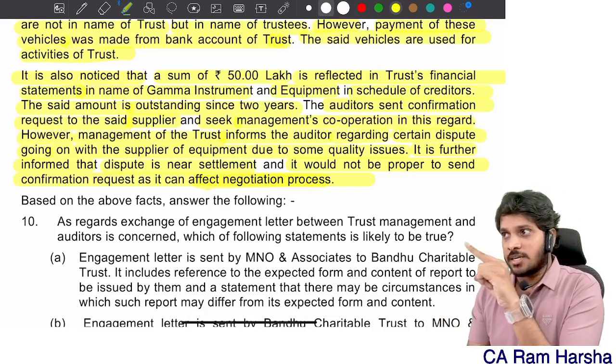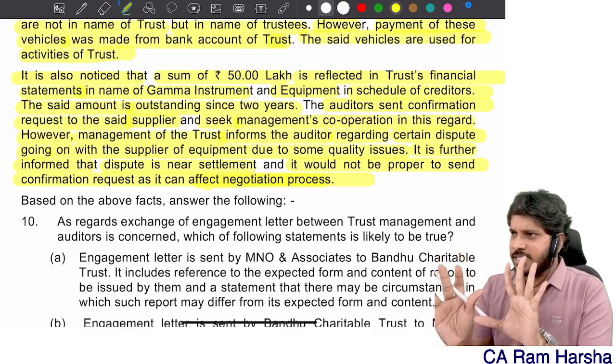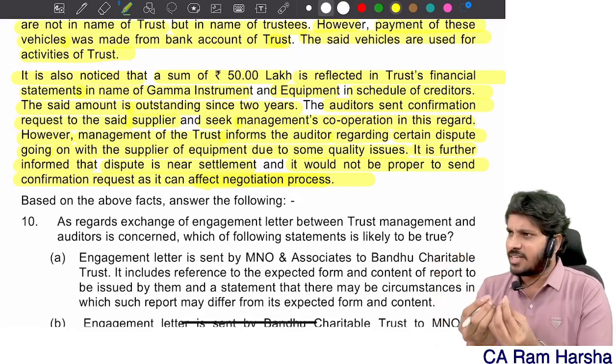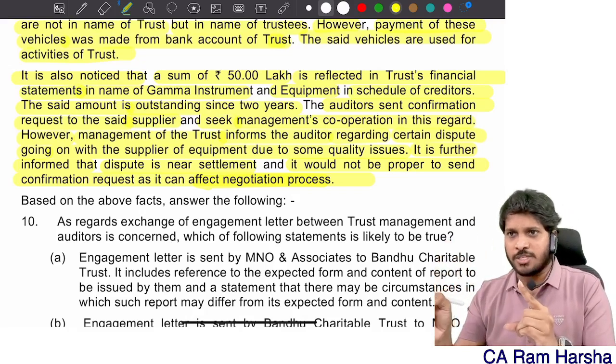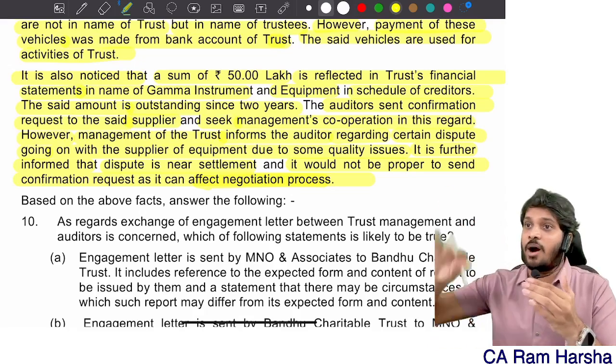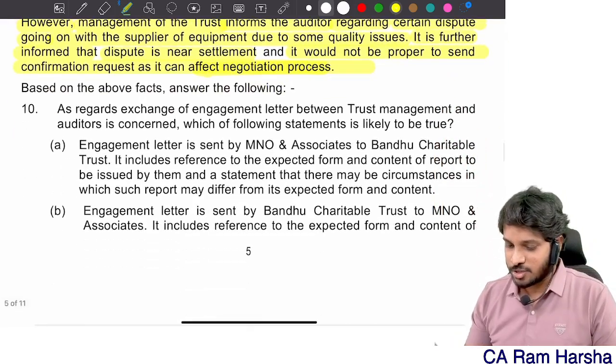Obtain evidence through alternative procedure. First we will ask the reason why they are refusing. We will see whether it is valid or not. If it is valid, we will try to get evidence through alternative procedure. If that is also not possible, then we will modify the opinion. That's it. Extraordinary. Very good.